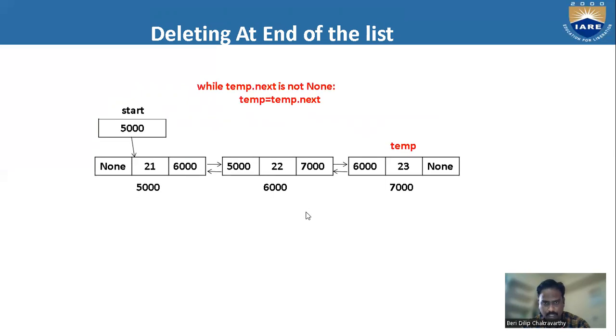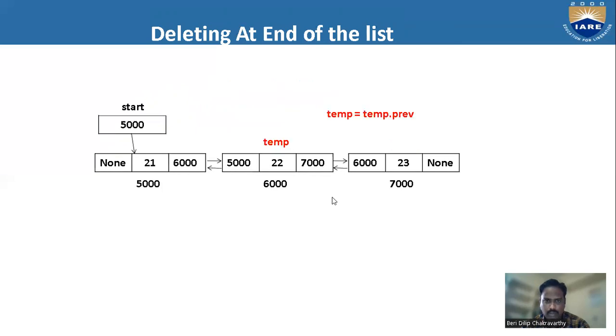So in the third case, finally I'll be getting temp of next equal to null. It means this is the end of the list. As this is the end of the node, what I need to do? I need to delete this. In place of 7000, I should place a none.